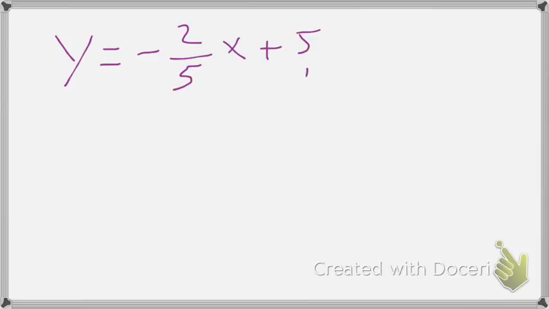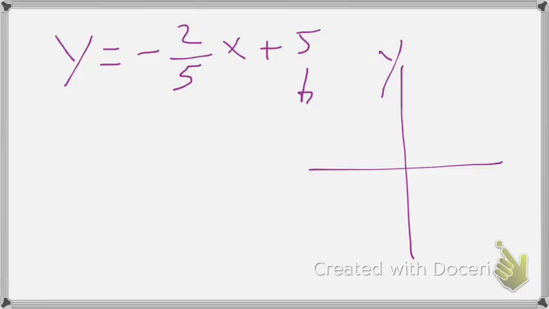This is the equation that you just sent me: y equals negative 2 over 5x plus 5. One way to graph these when they look exactly like this one is to graph this point here on the y-axis. This one is always the y-axis and this one is always the x-axis.